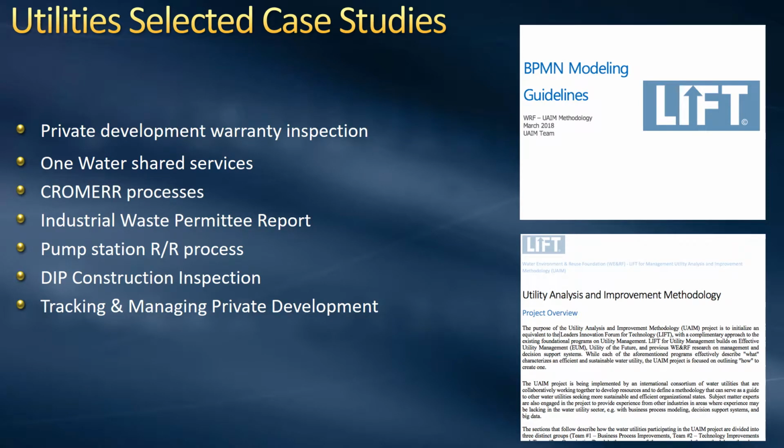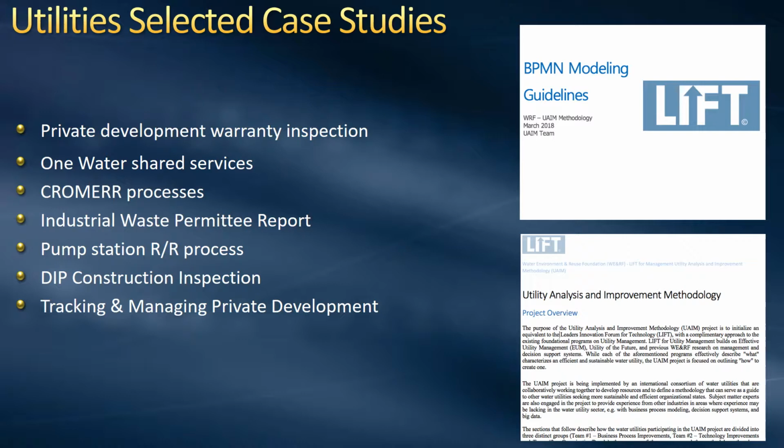In Phase 2, utility partners conducted independent efforts to apply the UAIM methodology to a specific process that they saw as an internal priority. In other words, they were interested in documenting and improving these processes anyway, and the project provided a method that could be used. Each utility partner selected the process, they are listed on the slide, and they applied the same methodology.